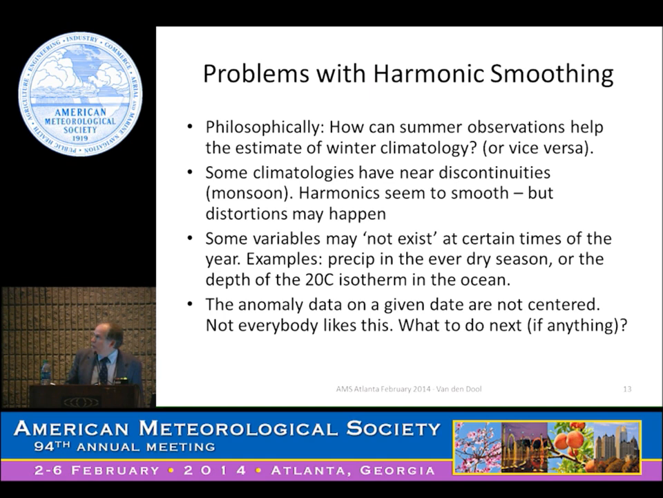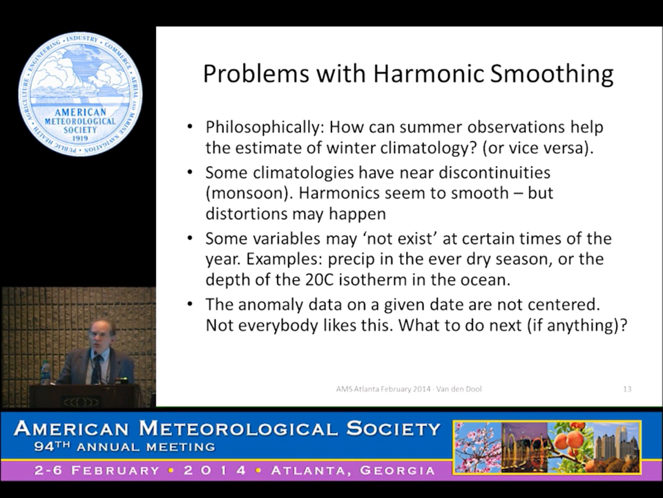Some variables, of course, don't exist all year round. Try fitting a harmonic to daily snowfall amount someplace, and you'll have to have an entire warm season of exactly zero. That doesn't seem like such a good idea. Of course, snowfall amount is an extreme example, but when you're fitting precip climatologies over the whole globe, you know that there are many places in the Earth with dry seasons and many opportunities for this problem to arise. And finally, the anomaly data, the curve that you derive, is not centered.